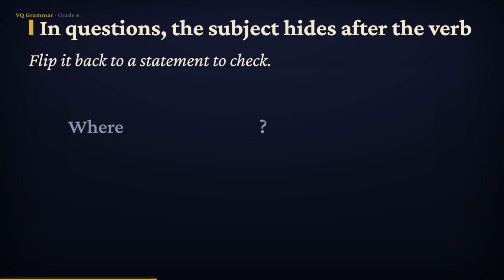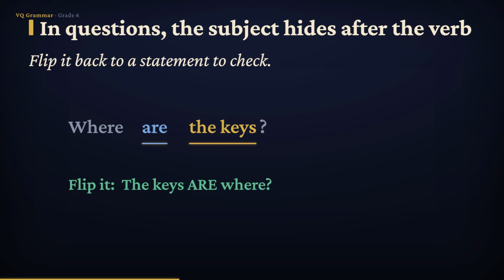Questions like to play hide and seek, too. In a question, the subject often comes after the verb, not before it. Look at this. Where are the keys? Your subject there is keys, but notice it's sitting behind the verb are. To check the agreement, just flip the question back into a plain statement. The keys are somewhere. Now, keys and are line up nicely, both plural. So whenever a question trips you up, rearrange it into a statement, and the subject will step right back in front where you can see it.